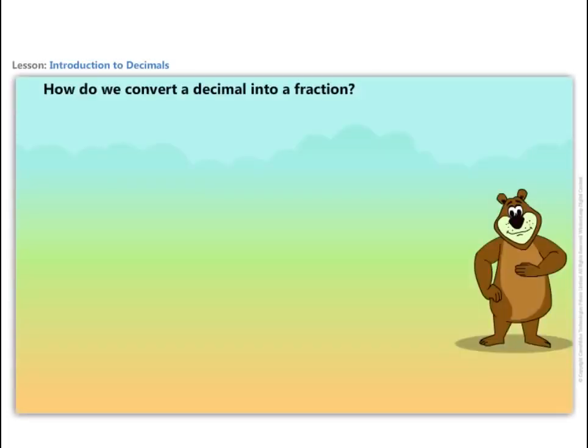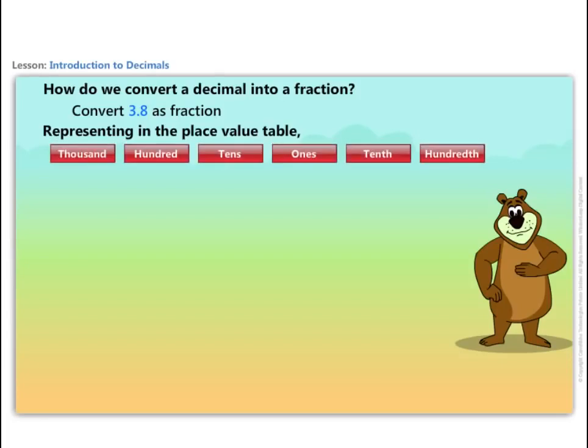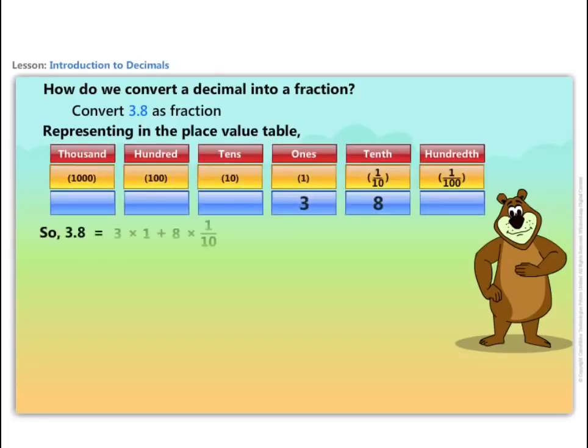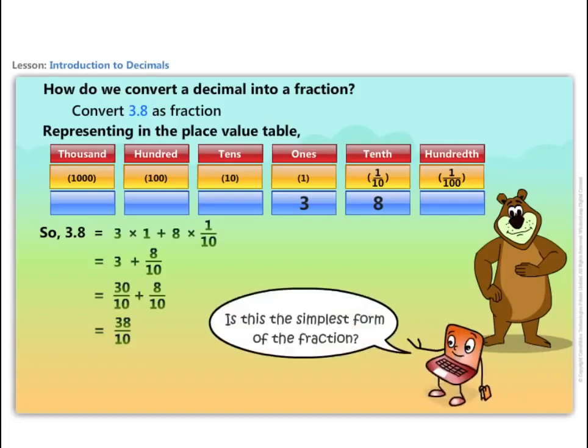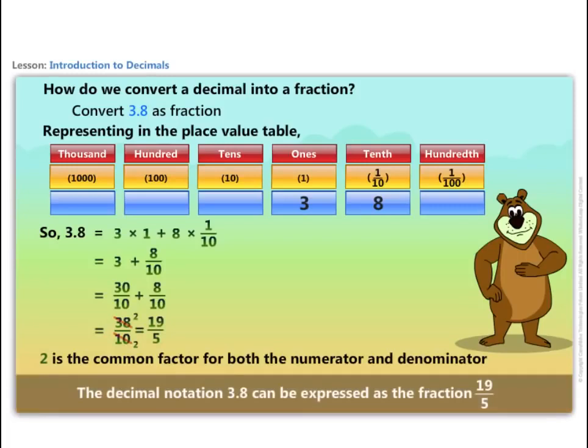How do we convert a decimal into a fraction? Let us convert 3.8 as a fraction. For this, we need to first represent it in the place value table. From the place value table, we find that 3.8 is equal to 3 ones and 8 tenths. This can also be written as 30 by 10 plus 8 by 10, which is equal to 38 by 10. Is this the simplest form of the fraction? 2 is the common factor for both the numerator and denominator. So dividing by 2, we get the fraction in its simplest form, which is 19 by 5.